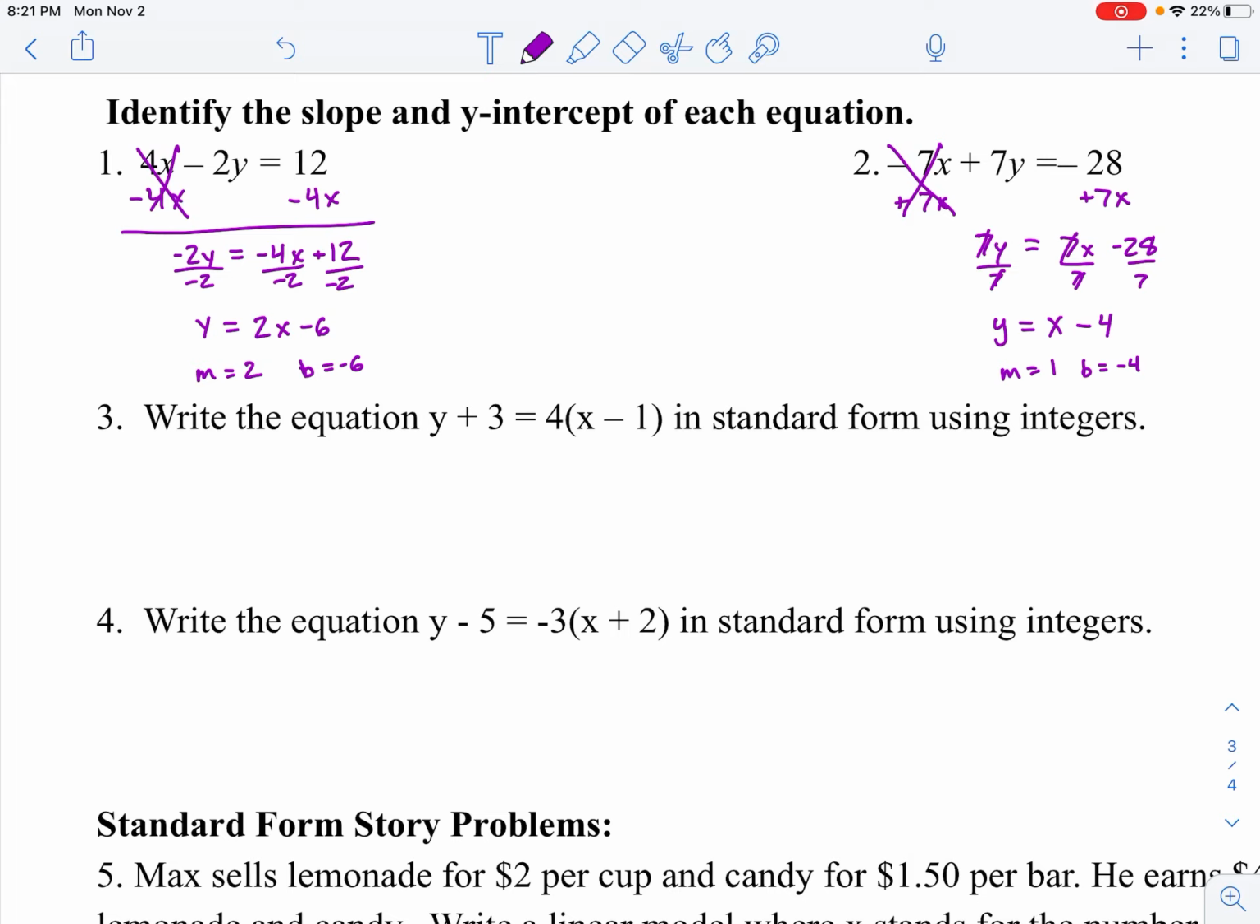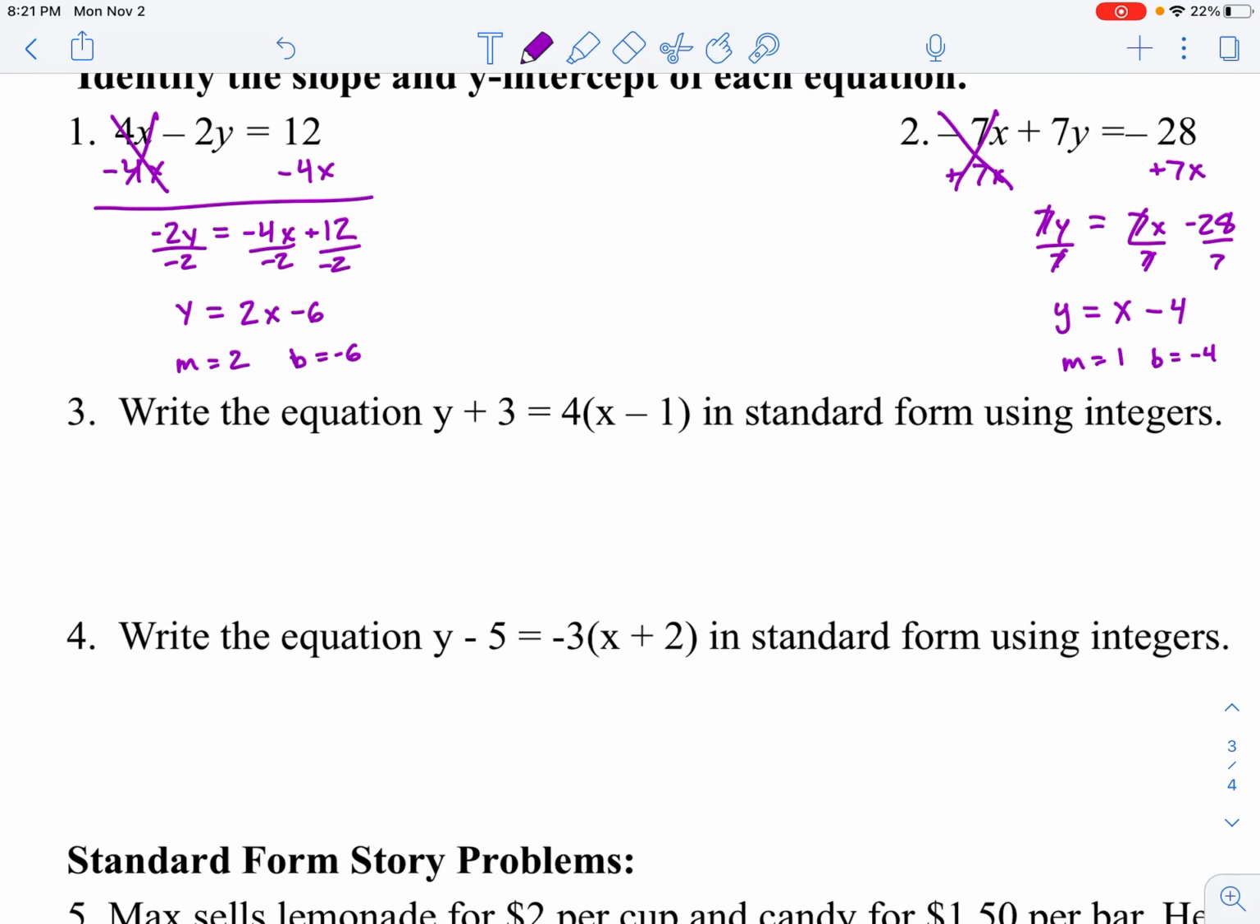Next it says, write the equation of y plus 3 equals 4 times x minus 1 in standard form using integers. So now we're doing standard form. Okay, we need to write this in standard form. So to do that, we have to just arrange it. We're going to have to distribute, and then we're going to have to move the x and the y on one side, and then just a number by itself, like we have up here, on the right-hand side.